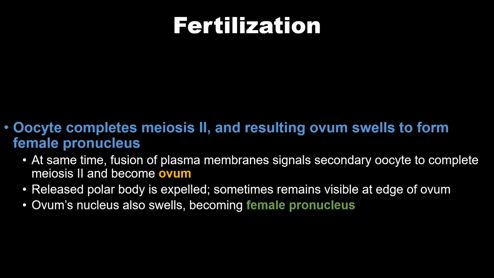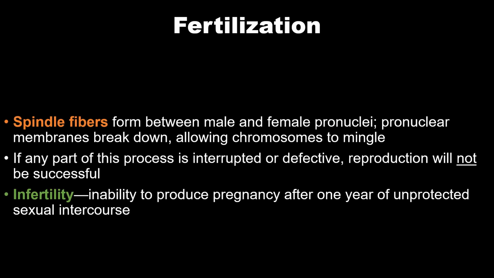Now, at the same time, the fusion of the plasma membrane signals this secondary oocyte to complete meiosis II and become an ovum. The expelled polar body is gone, but sometimes remains visible at the edge of the ovum. This ovum's nucleus now swells and becomes the female pronucleus. Eventually, spindle fibers are going to form between the male and female pronuclei, and the pronuclear membranes break down, allowing these new chromosomes to now mingle.